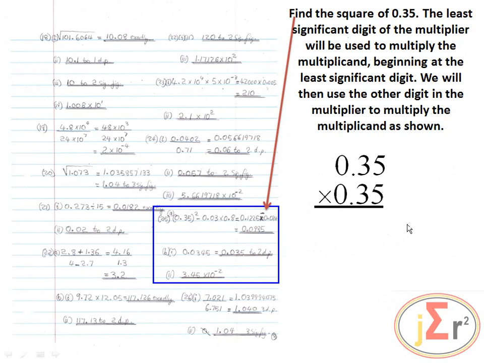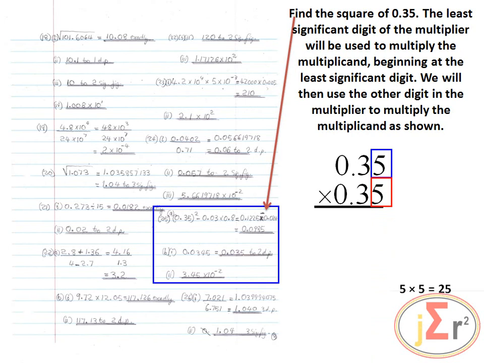So we will begin by finding the square of 0.35. The least significant digit of the multiplier will be used to multiply the multiplicand. So this is the multiplier. The least significant digit will be used to multiply the multiplicand, and we will begin multiplying the multiplicand at the least significant digit, which is this one. We will then use the other digit in the multiplier to multiply the multiplicand as shown.